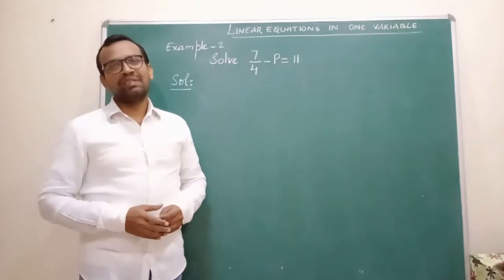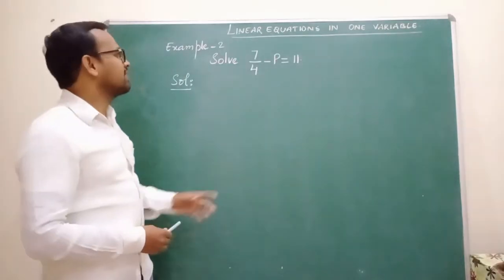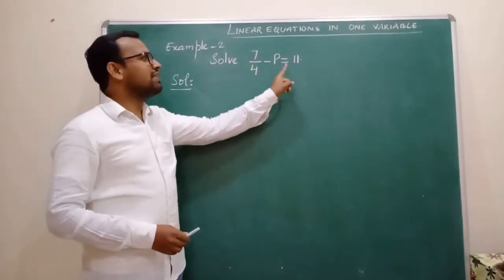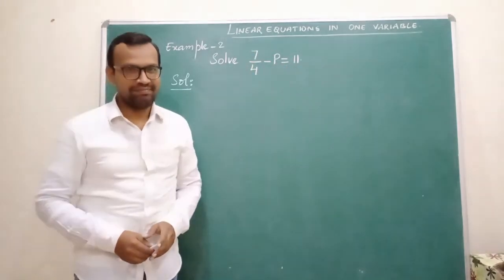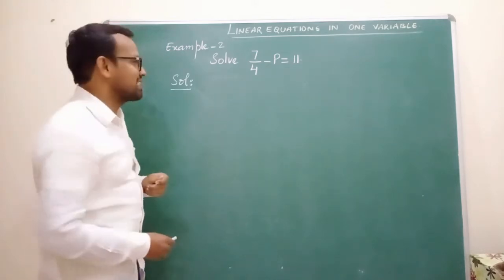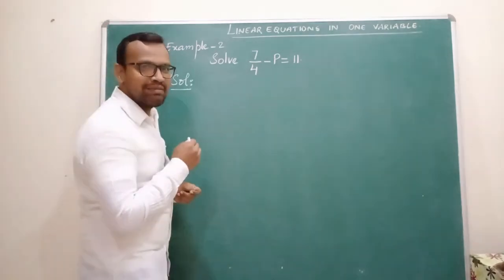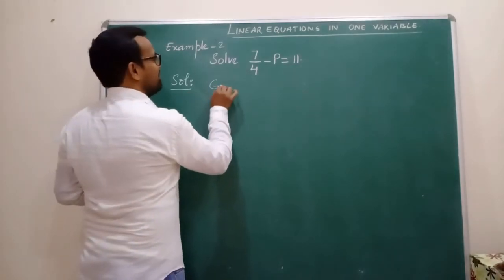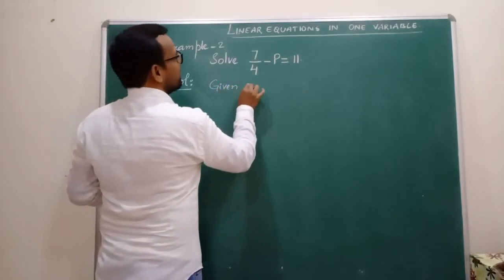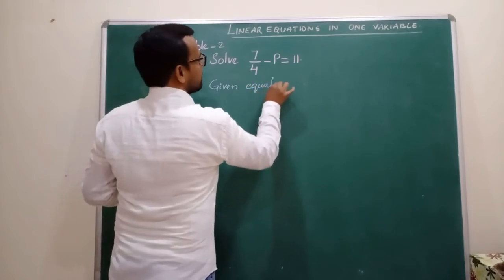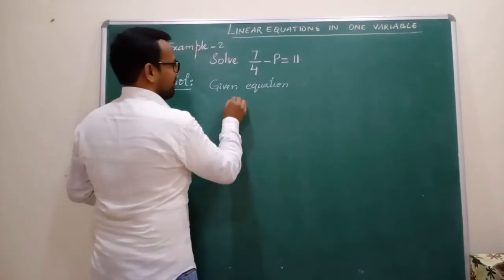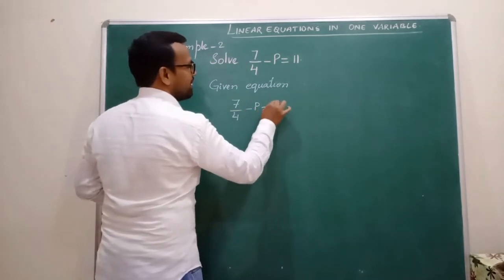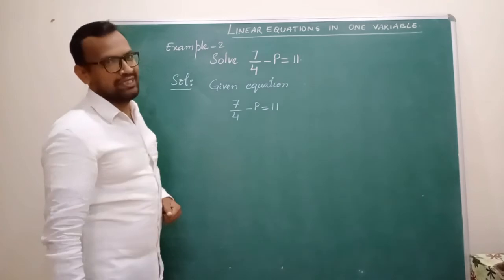The second example question is like this. Solve 7 by 4 minus p is equal to 11. Let us solve it. So what is our first step? We have to write the given equation. So let me write the given equation. What is the equation given? 7 by 4 minus p equal to 11.